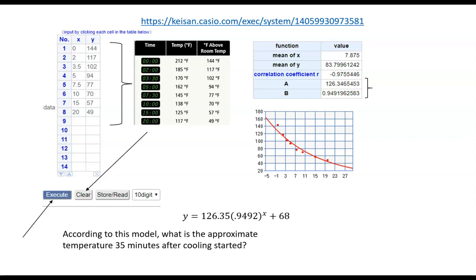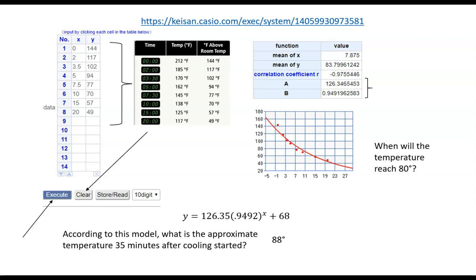Now, according to this model, what is the approximate temperature 35 minutes after cooling started? Calculate that and then resume the presentation. X is the number of minutes, so we'd be putting in 35 for X. So putting in a 35 for X, we'd get 88 degrees.